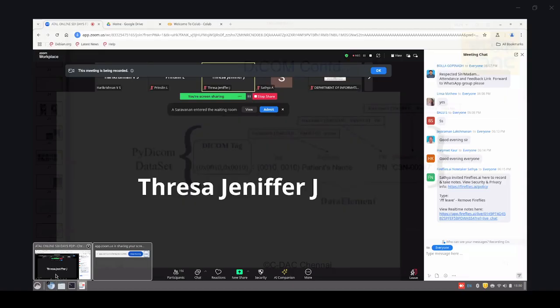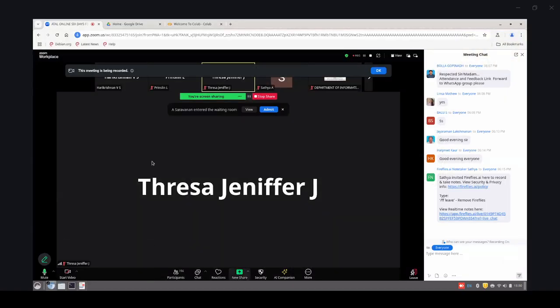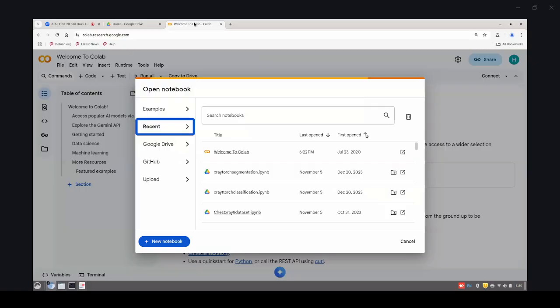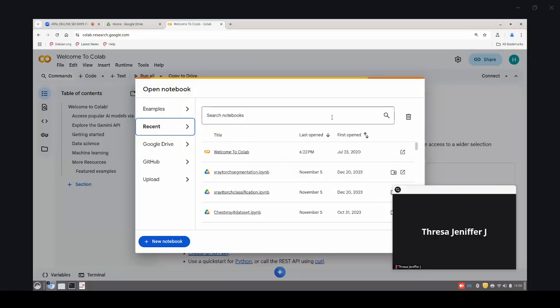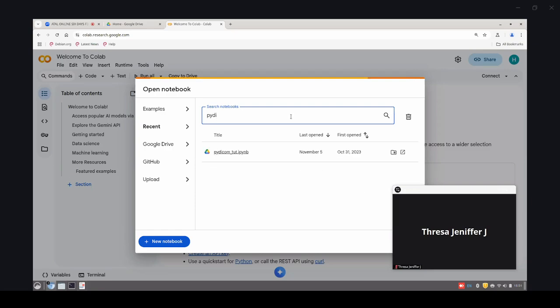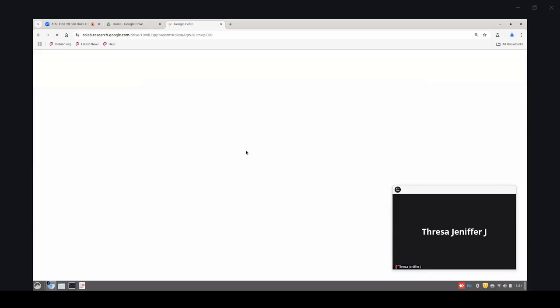As computer engineers, we will be more interested in understanding how we can access these DICOM images by using a Python program. So we'll move on to a Colab tutorial for this. We'll see that and then come back to the presentation so that it is more clear.